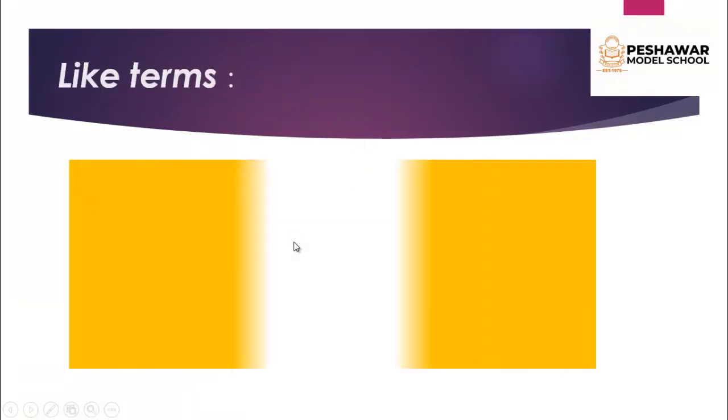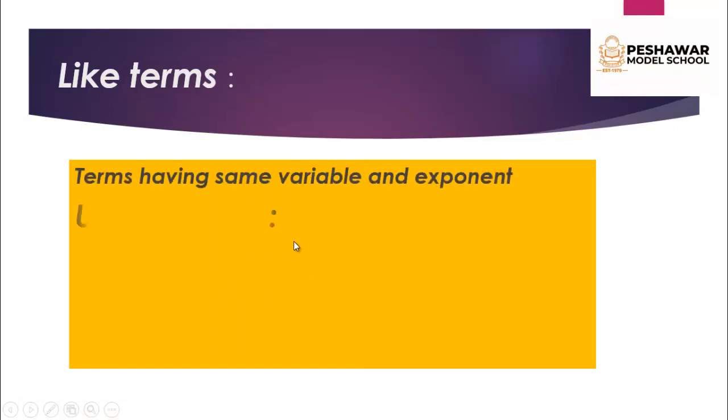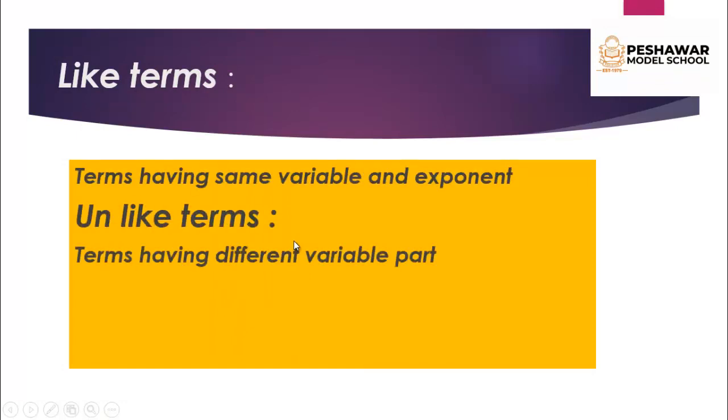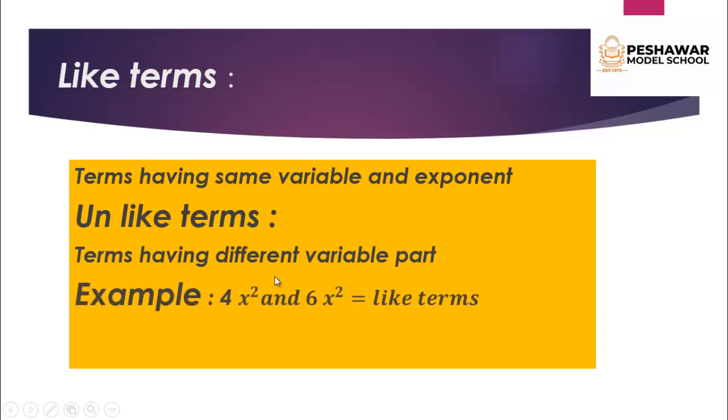Now the next topic is like terms and unlike terms. Like terms are the terms having the same variables and exponents, and unlike terms are the terms having different variable parts. Right? Terms having the same variable part are called like terms, and the terms having different variable parts are called unlike terms.